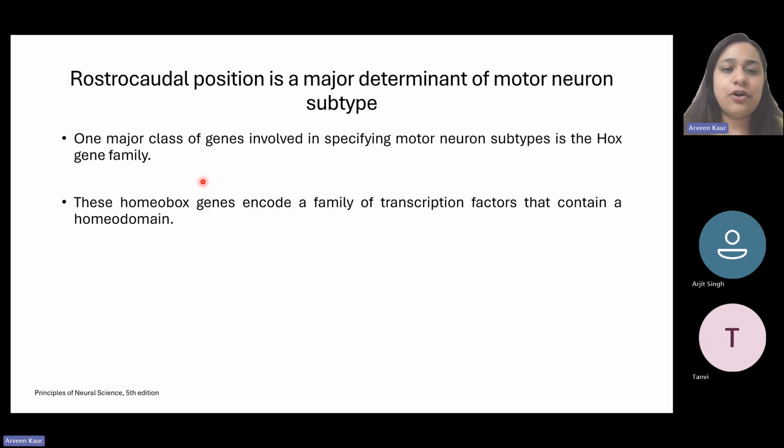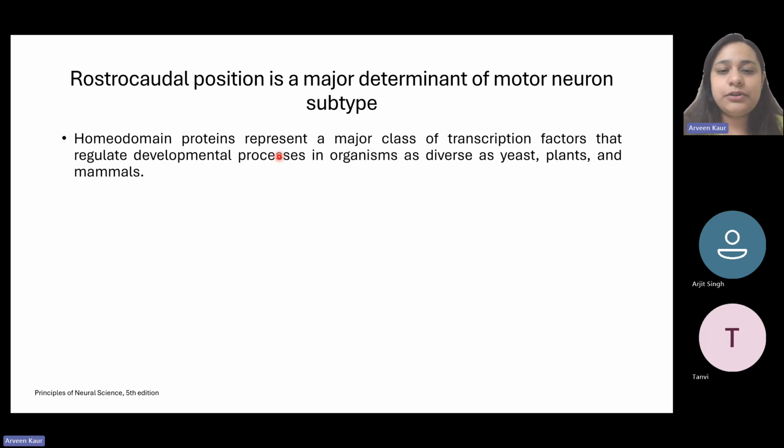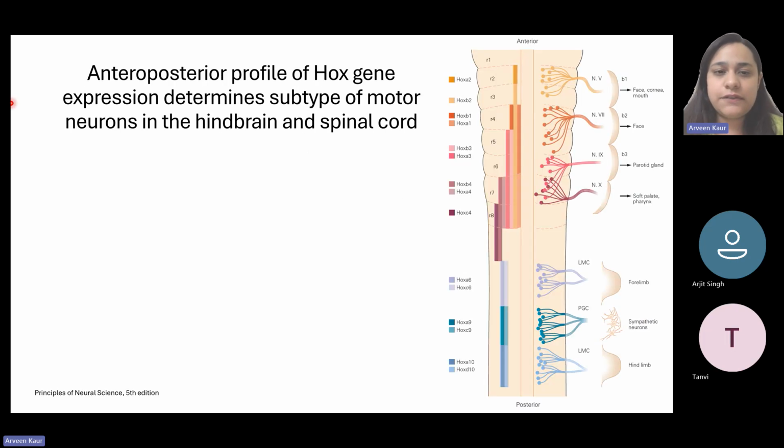These homeobox genes, Hox is actually short for homeobox, right? So these homeobox genes encode a family of transcription factors that contain a homeodomain, right? This homeodomain is actually a domain that is conserved across species, right? These homeodomain proteins represent a major class of transcription factors that regulate developmental processes in organisms as diverse as yeast, plants, and mammals, right? So again, the same thing. It is basically conserved across a plethora of species.